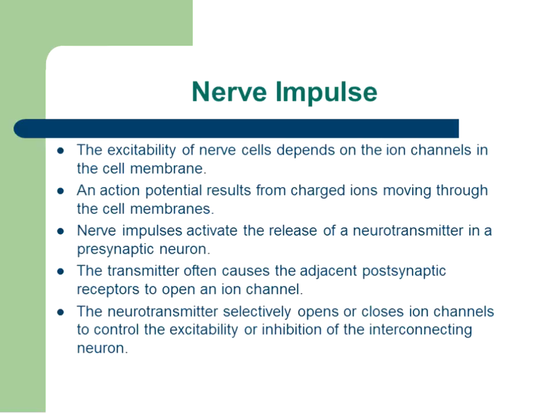The neurotransmitter can either be inhibitory, which means that nothing is going to happen, or it can be excitatory, which means the movement keeps going to the next neuron, so forth and so on. Okay, the transmitter often causes the adjacent postsynaptic receptors to open an ion channel.